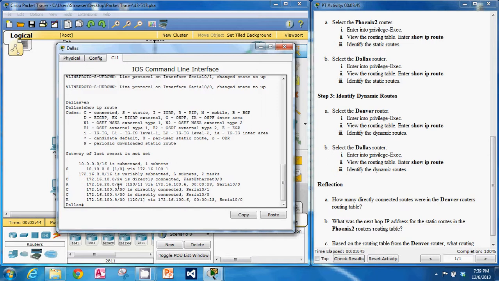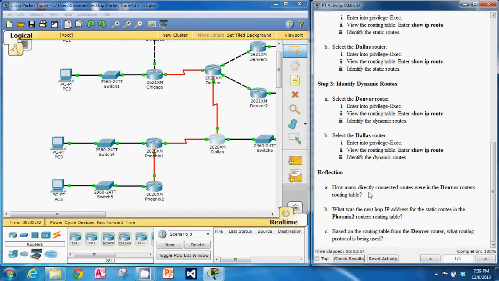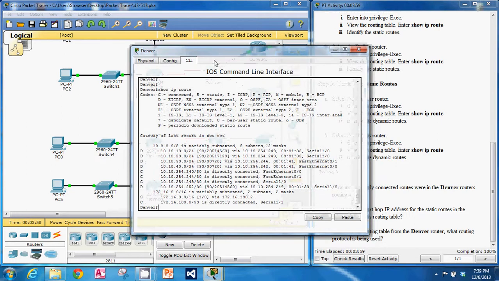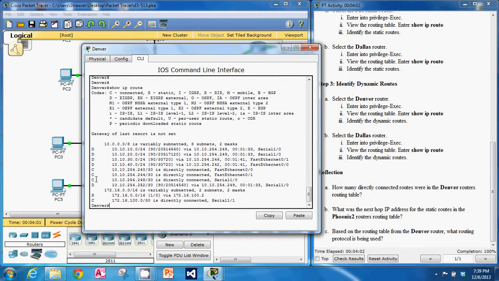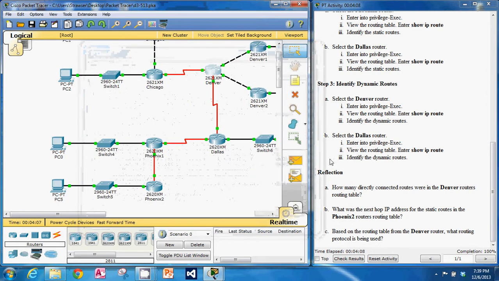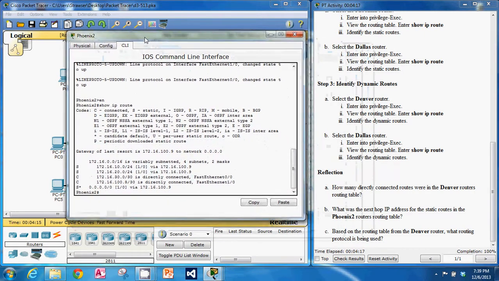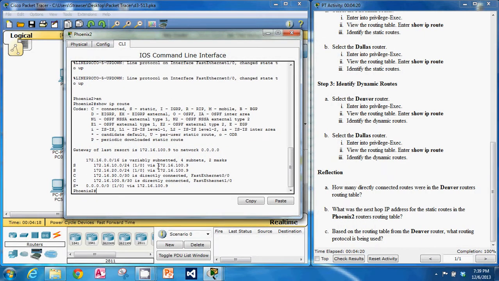Just to look at the reflection: how many directly connected routes were in the Denver routing table? Three directly connected, which start with a C. What was the next hop IP address for the static routes in the Phoenix 2 router's routing table? The next hop for the static routes, that's right here, and that was for both of them, 172.16.100.9. Static routes are with the S. Same thing down at this one here. The next hop, they're all through the same.